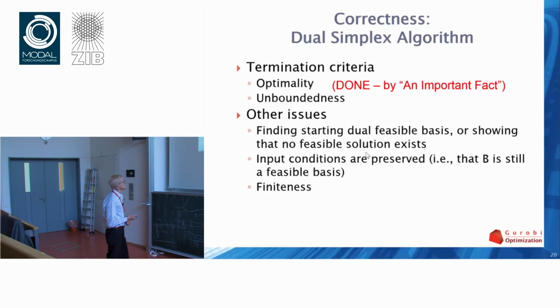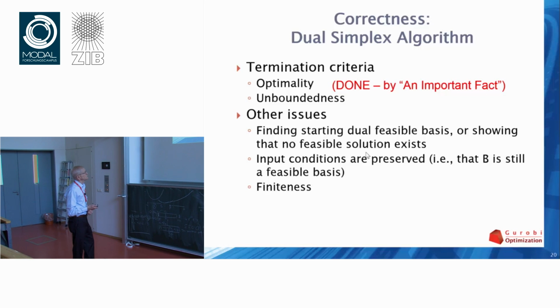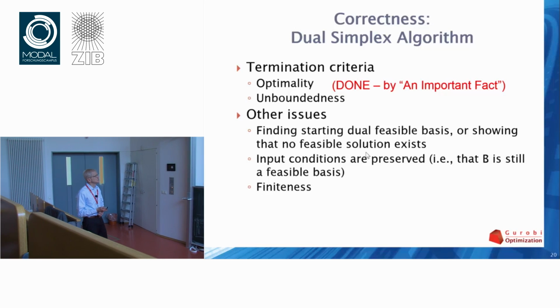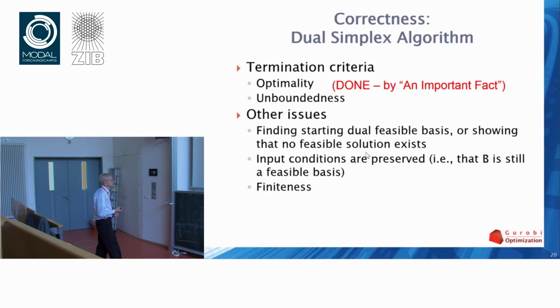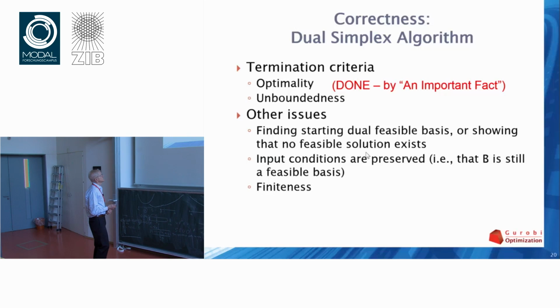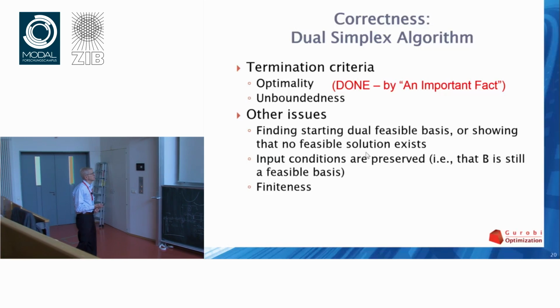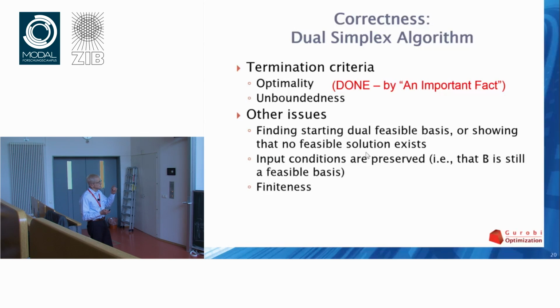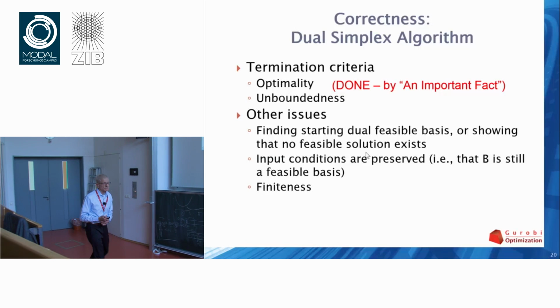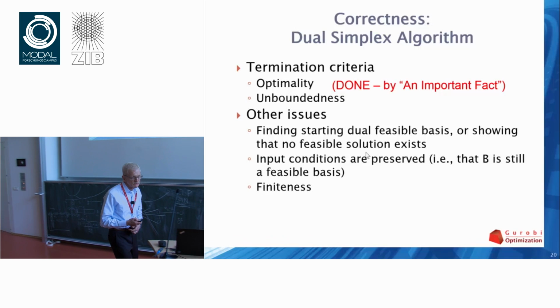We will talk about finding a starting dual feasible basis, or showing that no such feasible solution exists. One or two tricks there. Talk a little bit about the input conditions, that they're preserved, not so much. And we will come back to the finiteness eventually.